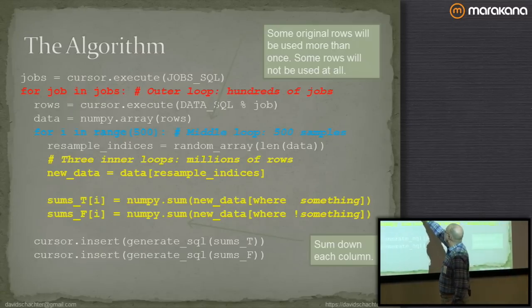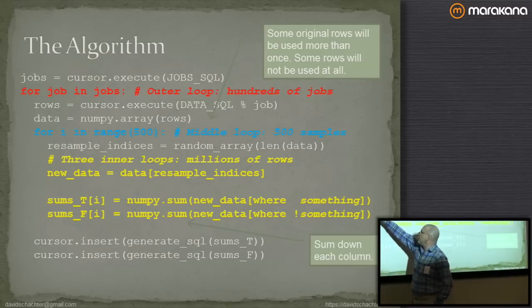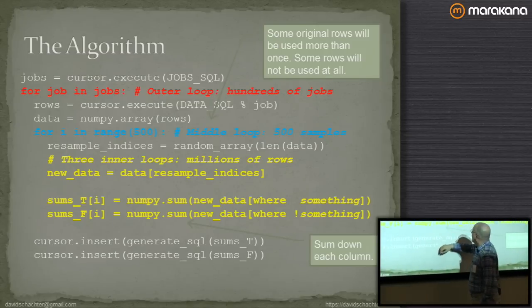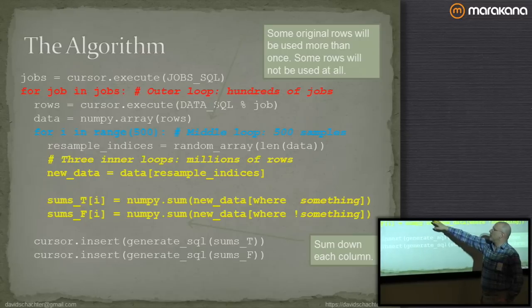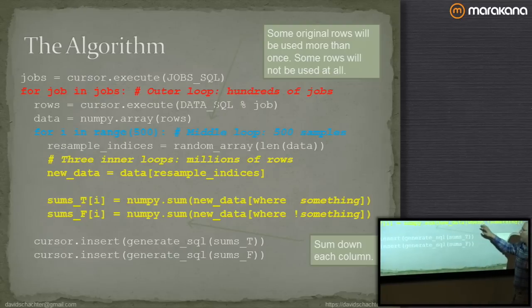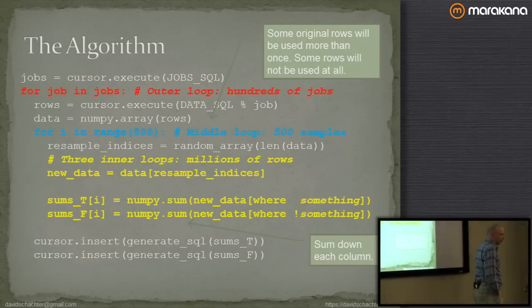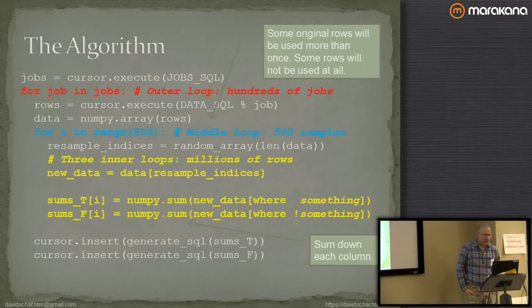In the inner loop, we're going to take the random indices that we create with the white line just above the yellow line. We use those indices to create the synthetic data from the original data. And then we're going to do two sets of sums over all the rows. In the first sum, we sum up those rows where some condition is true. And in the second sum, we sum up all the rows where the condition is false. The result of that is two arrays, sums t and sums f. We pass those into some functions that generate SQL and write a couple of rows into an output table.